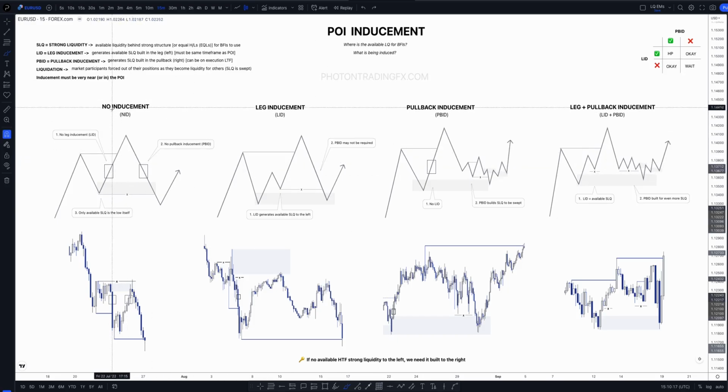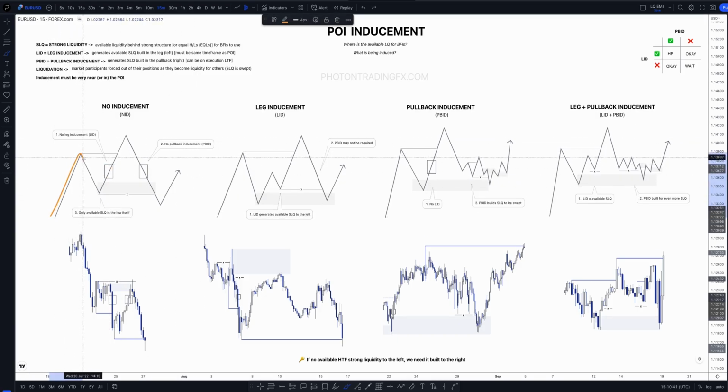So what we're saying in this instance is if there's no inducement, I've just put NID. I have no idea if I'll ever use that acronym again, but I just thought we'll put it in here and see how we go. Now, if there's nothing in the leg, okay, so this is the higher time frame leg that led to the break of structure, and we're calling that leg inducement, right? So LID, there's no LID, right? Again, I know these are ridiculous acronyms, but I think it will help to retain all of this.